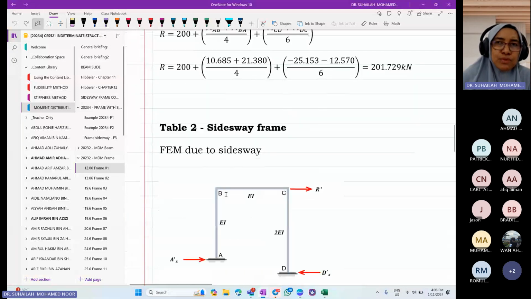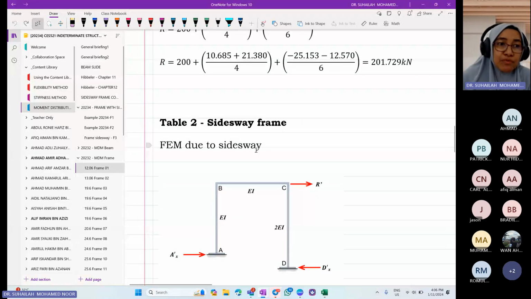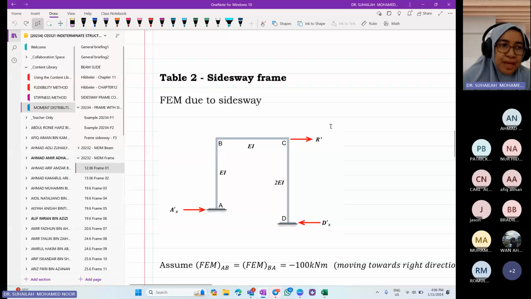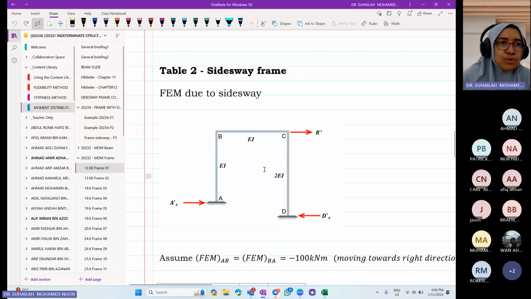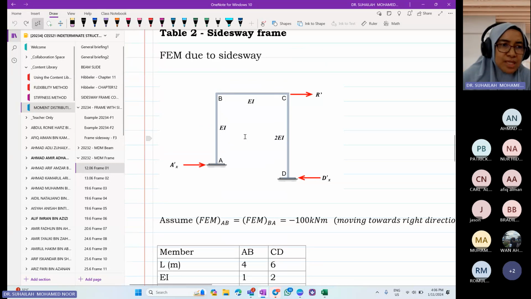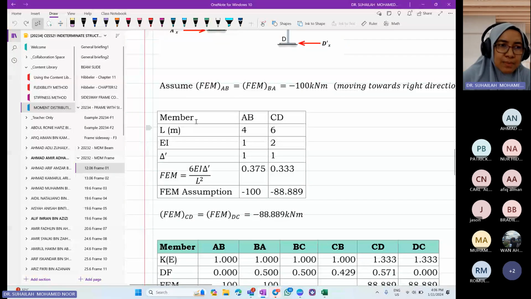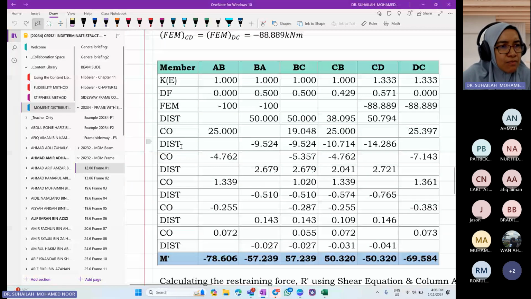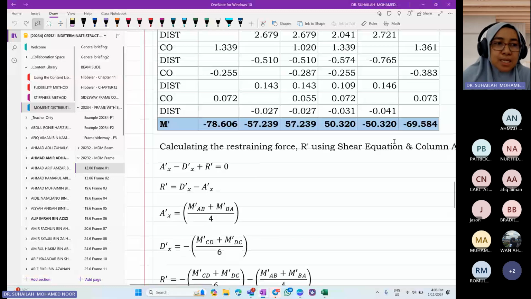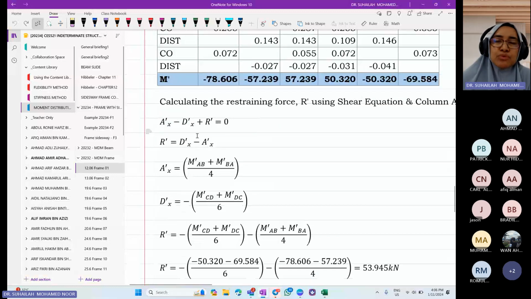Okay, and then move to table number 2, diagram D, sidesway frame, only due to R prime. So in the diagram, we just put all the horizontal reactions and horizontal forces. Then we assume FEM is negative because the frame moves towards the right direction, same assumption as before. Use the table, 1, 2, 3, 4, 5, 6. This is 6 times. So we get the M moment, M prime. Repeat the same procedure, but this time all due to R prime.